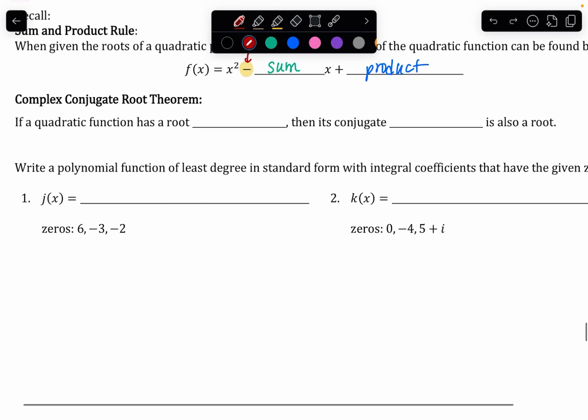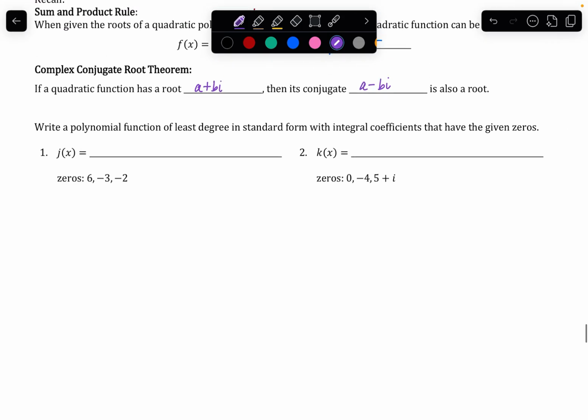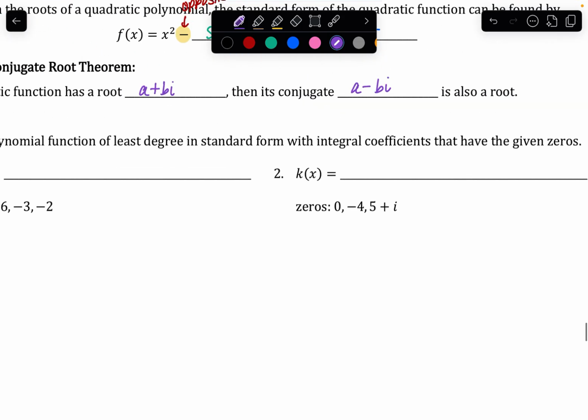The other thing you must remember is that if a plus bi is one of your roots, its conjugate, a minus bi, is also a root. Okay, and so this is helpful when you have imaginary roots.